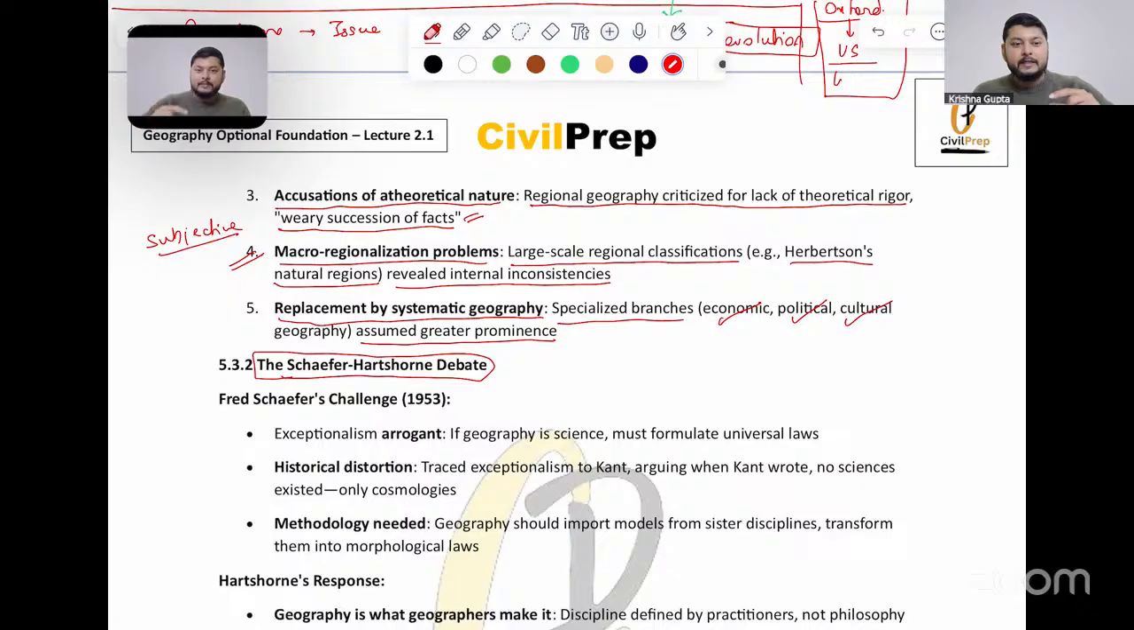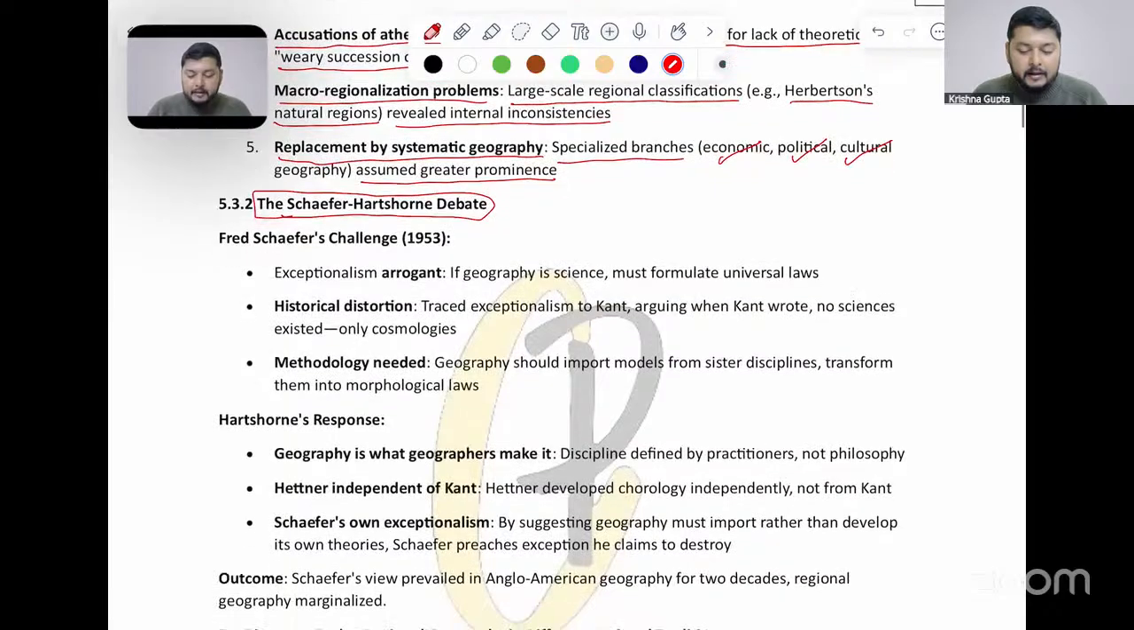Geography जैसा सब्जेक्ट है, वो geography है इसलिए वैसा है. तुम जैसा सोचते हो geography वैसा नहीं है. So this is the basic explanation of the line taken by Hartshorne here.